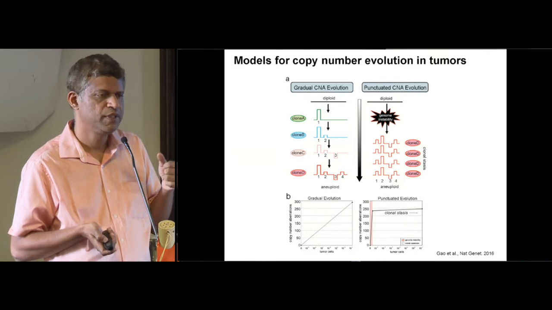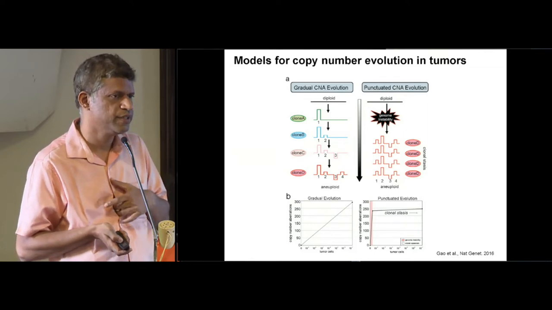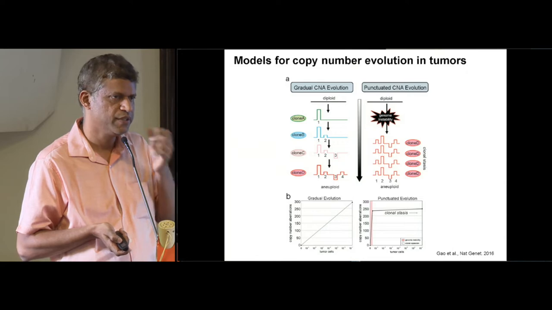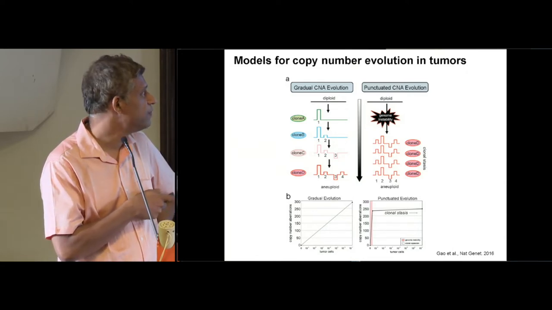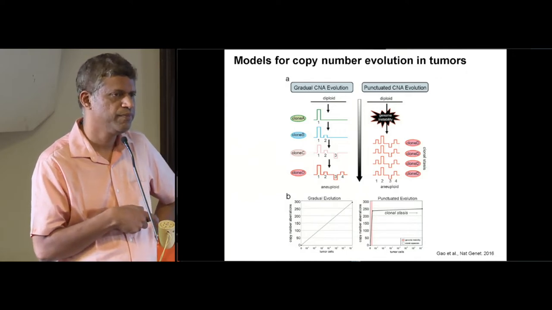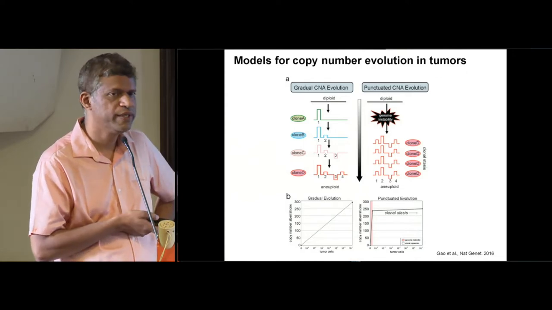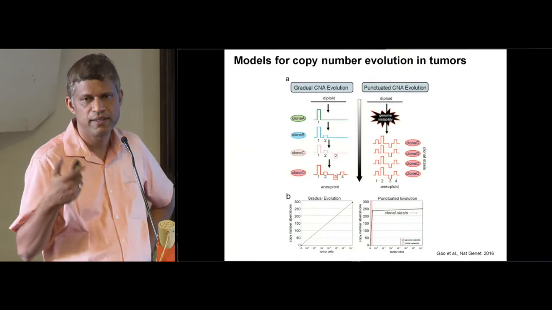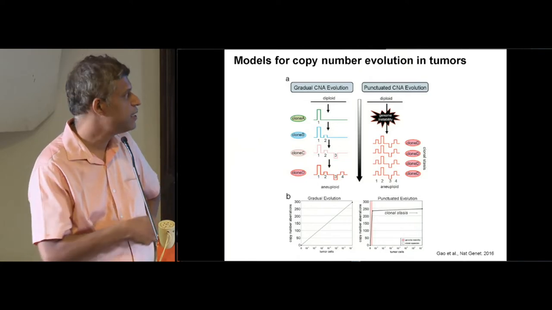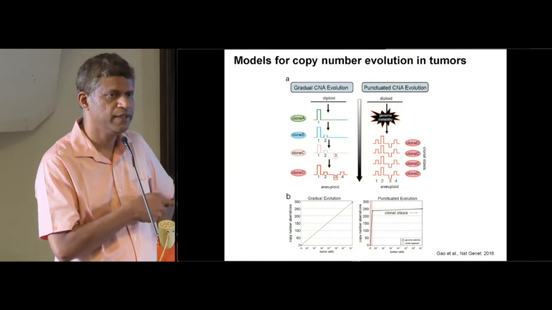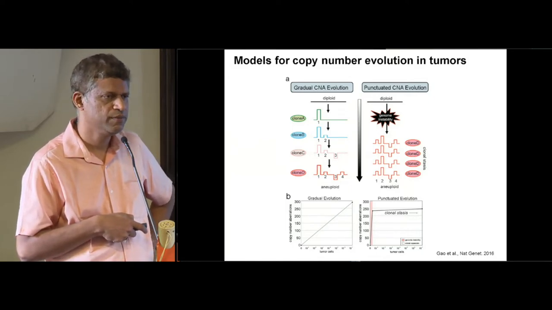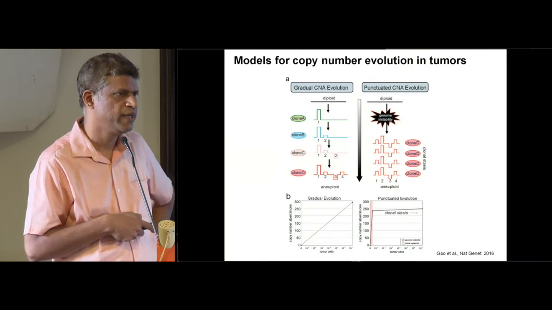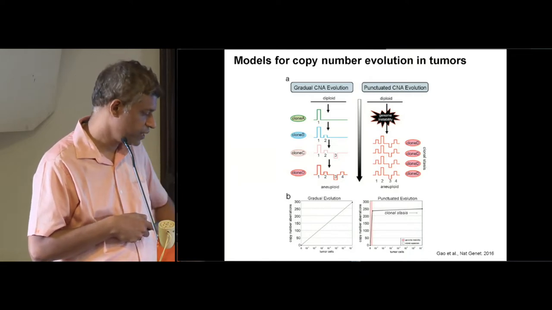Because if you look at the way people try to explain tumor formation, especially copy number aberrations, there is this gradual CNA model where the cells accumulate these copy number changes slowly over a period of time. And there is this punctuated model where it happens in a very short period of time. So our results are more similar to what we are seeing here, where you have a rapid burst of genomic instability. And we propose that something similar might also be happening in cancer cells.